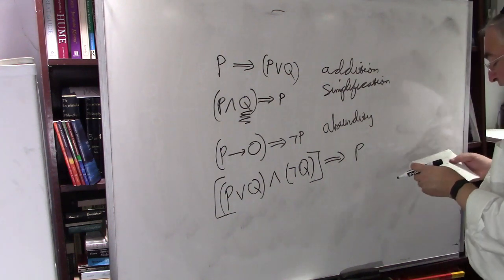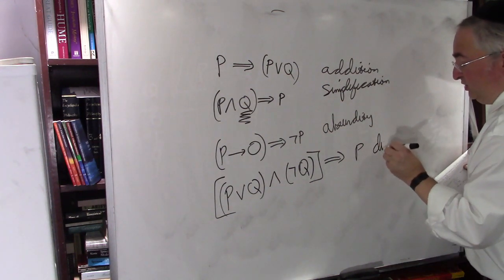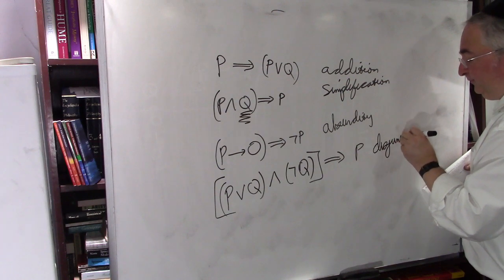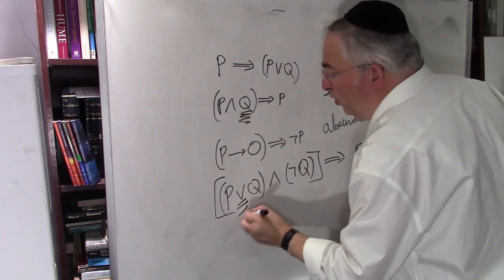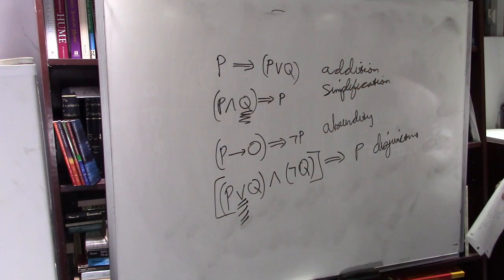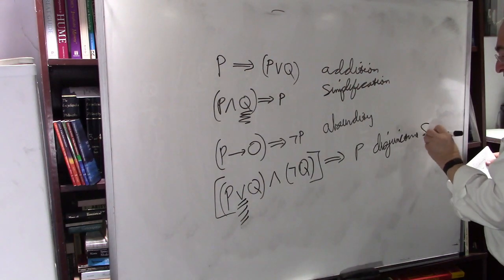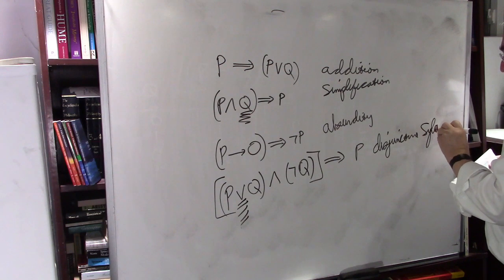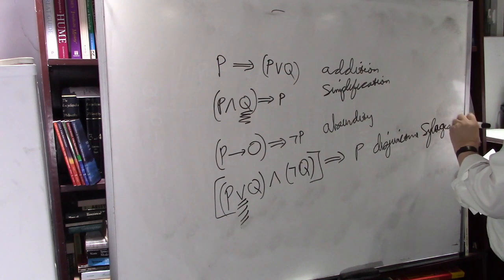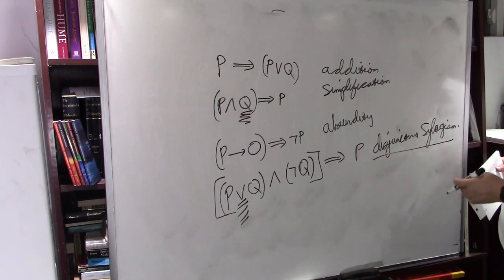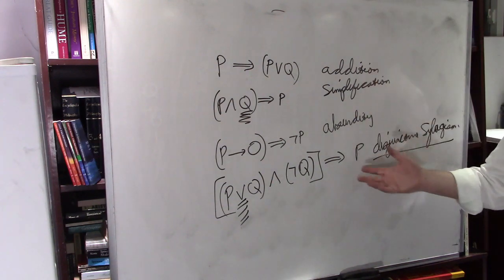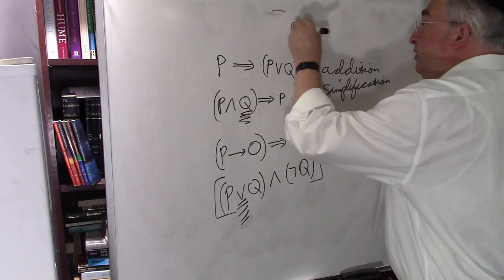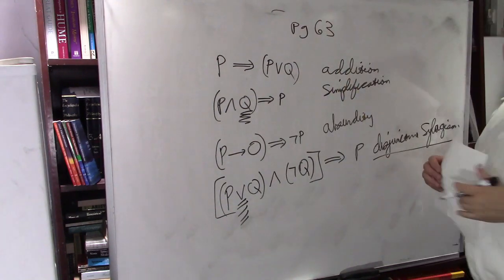And this has a name that you have to know. Disjunctive syllogism. Because this is an or, it's really called disjunction. Okay? Syllogism. Brings it together. It's a logical rule. Okay, all these rules are on page 63. You have to know the names.